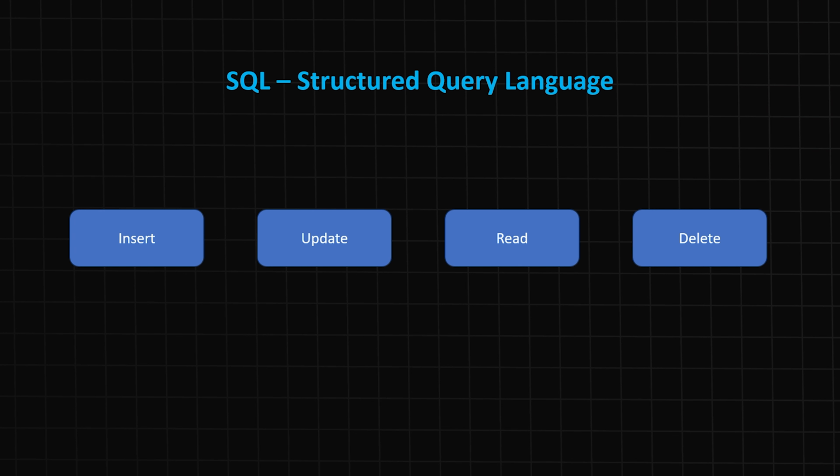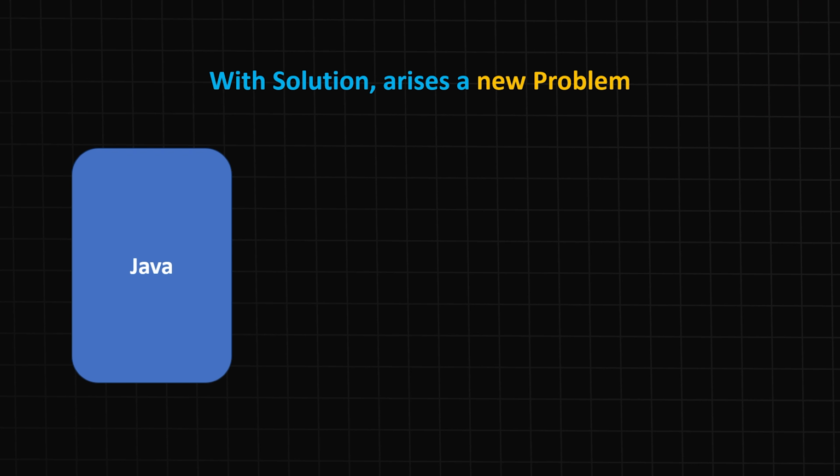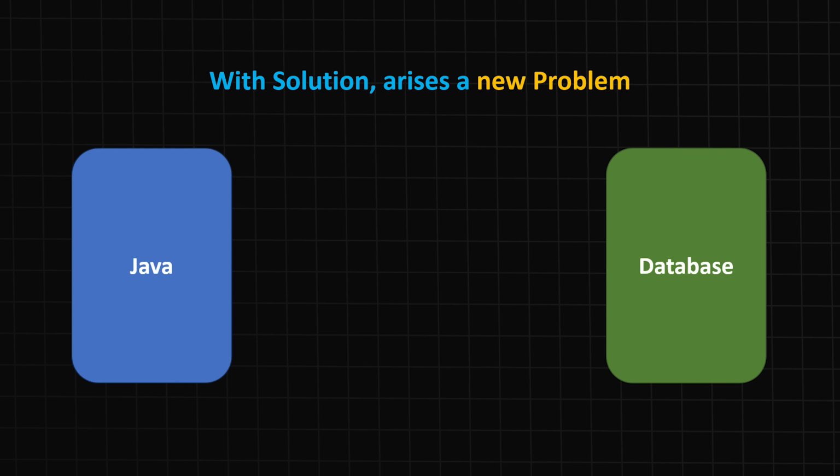Now we have a solution. Whenever we have to store the data permanently, we can use the database to store the data. But with this solution, a new problem arises, and let's understand this carefully. We have a Java application and we have a database, right? But Java only understands the Java language and the database understands the SQL language, right? Java cannot execute SQL directly, and the database cannot execute Java code. It's like Java speaks English, the database speaks Spanish. Both are correct, but they don't understand each other.